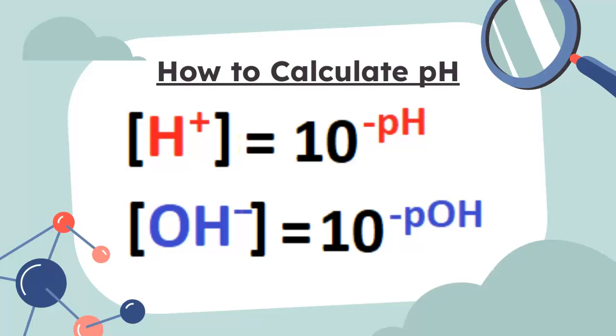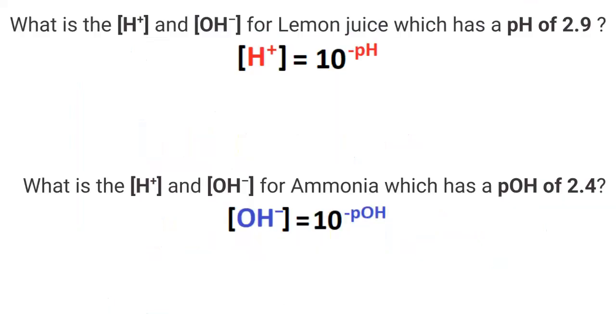And vice versa. We could also figure out the H plus and the OH concentration if we know the pH and the pOH. You do this by plugging it into these formulas. H plus equals 10 to the power of negative pH, and OH negative is equal to 10 to the power of negative pOH. For our examples, lemon juice has a pH of 2.9.